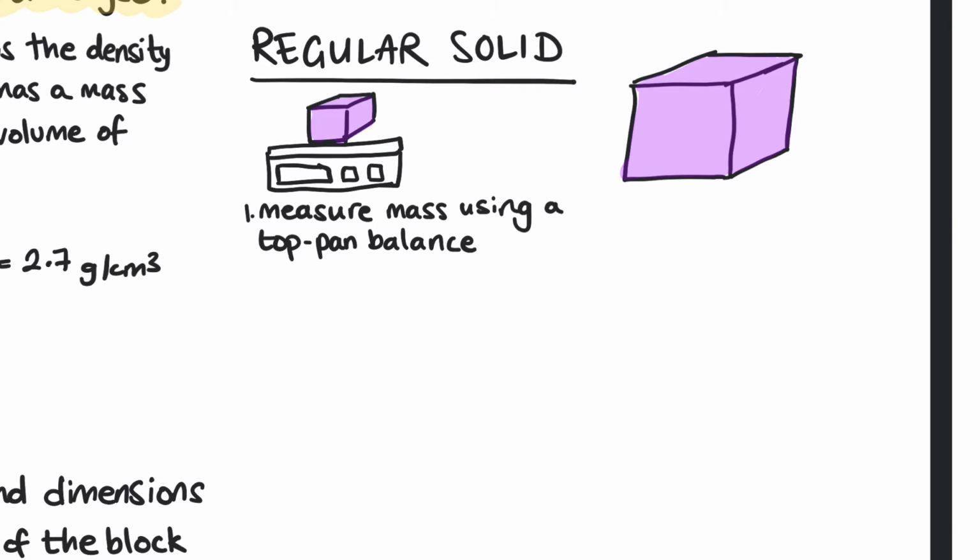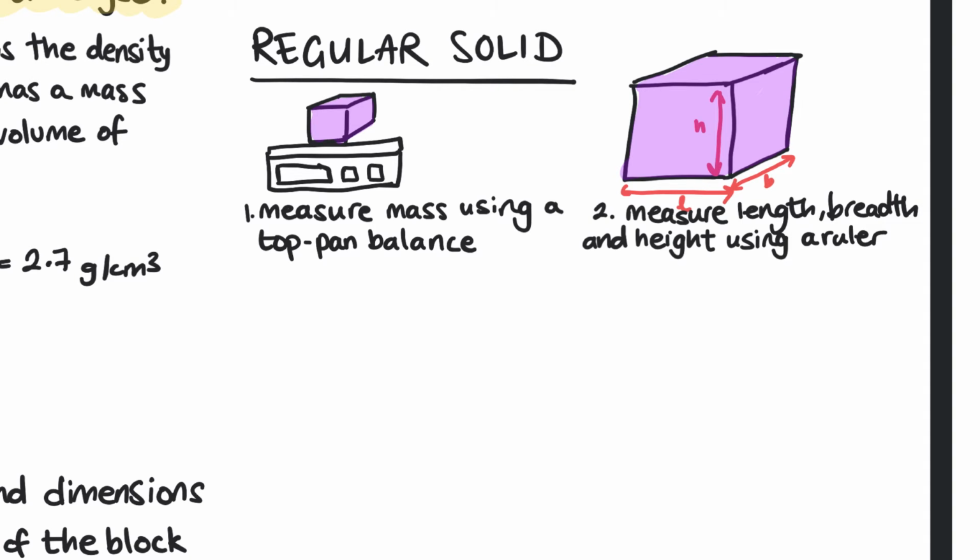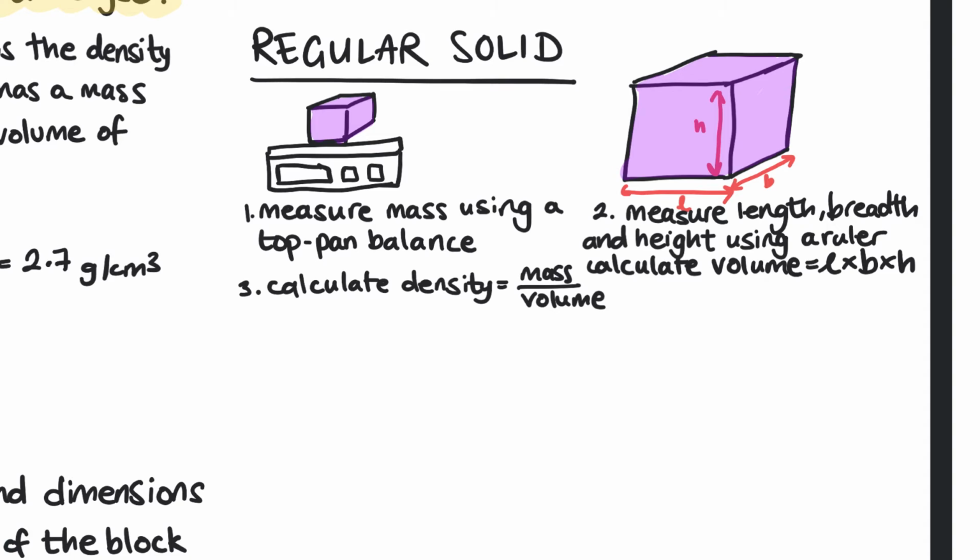We also need to measure the volume. We can't measure volume directly, but what we can do is measure the length, the breadth, and the height. If we use a ruler and measure the three sides, we can multiply that together and that'll give us a value for the volume. And now we can calculate the density by taking the mass and dividing that by volume. So let's have a look at a calculation based on this experiment.